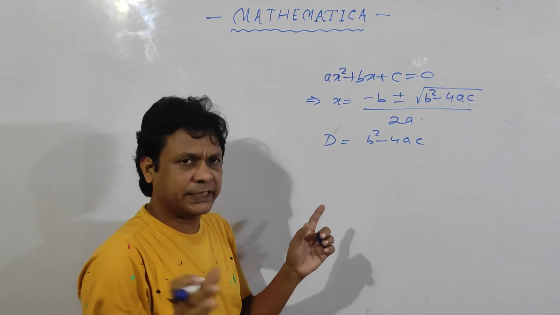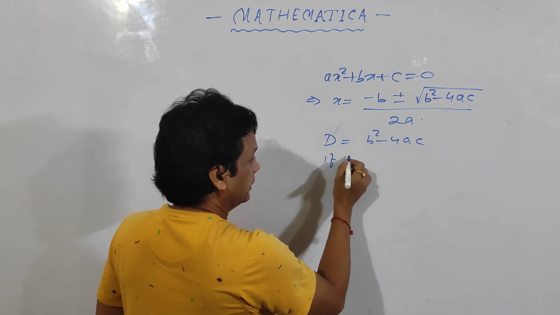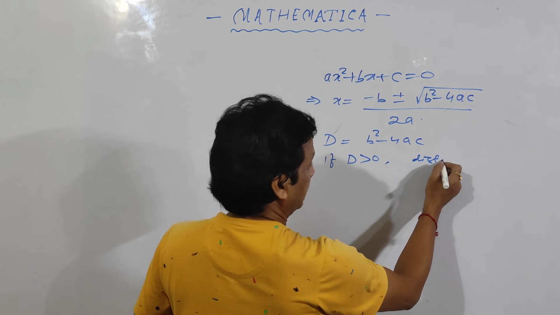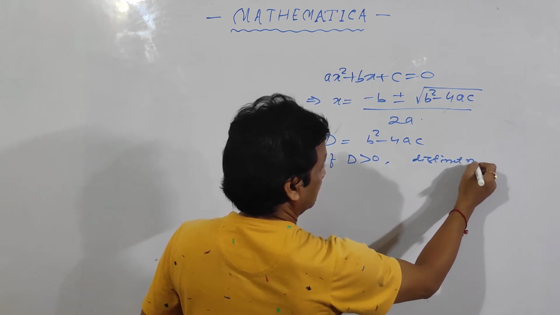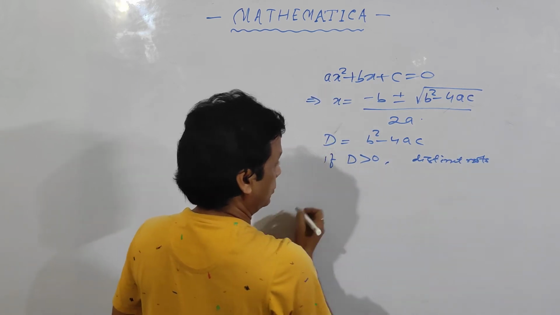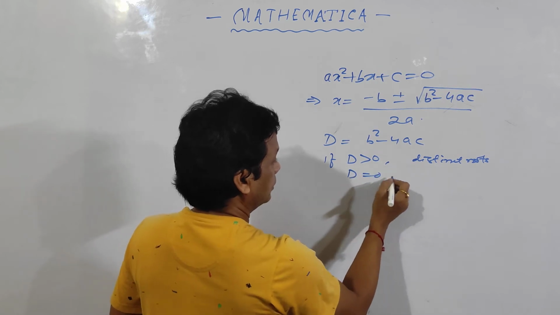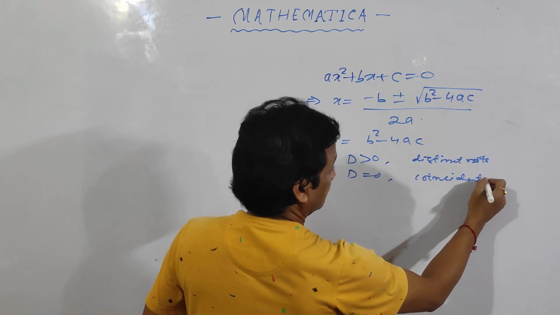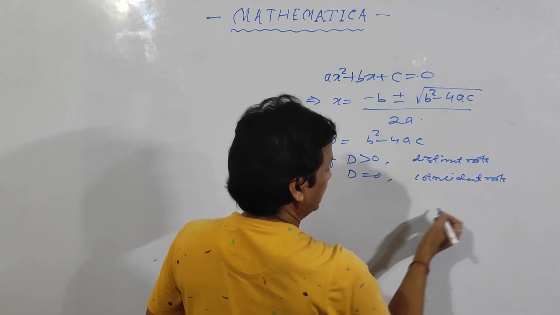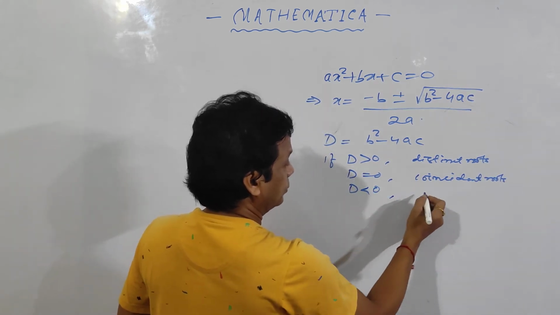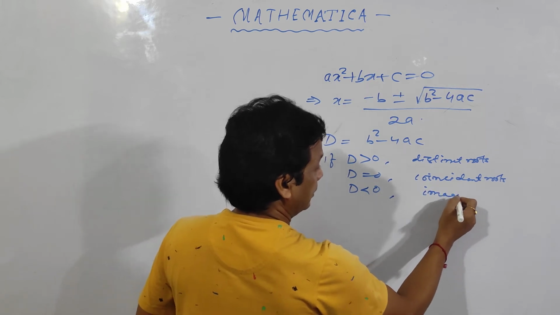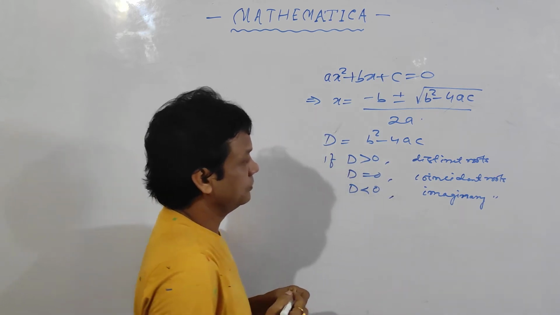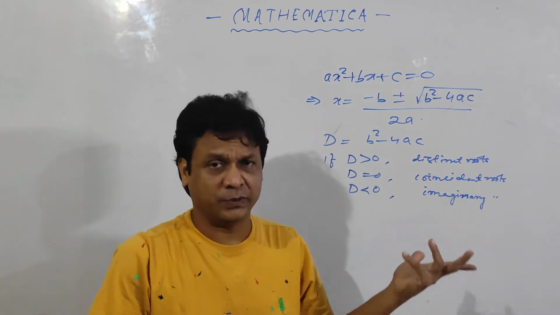In all the books it is written that if D is greater than 0, then you will get distinct roots. And if D is equal to 0, then coincident roots, that means equal roots. And if D is less than 0, then imaginary roots, that means they are not real. Clear? So what is the meaning of this one?